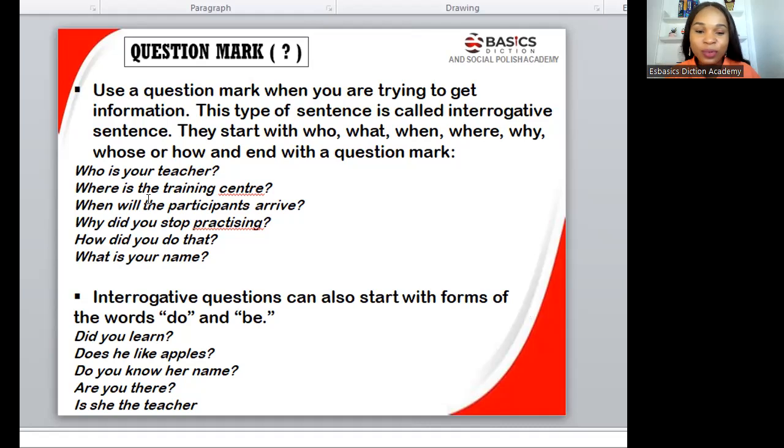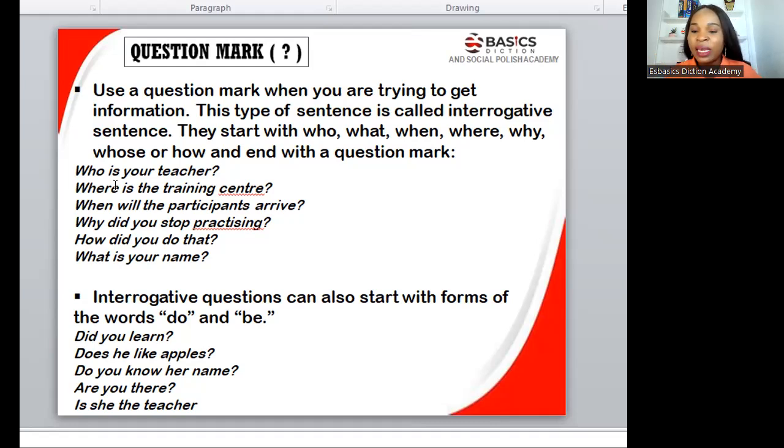Let's take a few examples. Who is your teacher? Where is the training center? When will the participants arrive? Why did you stop practicing? How did you do that? What is your name? All of these questions, you use them to get information.